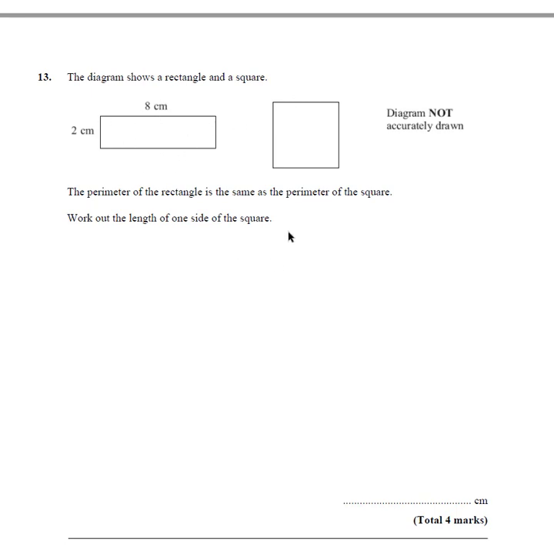And what do you also know about the sides of a square, apart from the fact that there's 4 of them? Exactly. So if you have the perimeter of this square, you should be able to work out what one length of it is. Remember, we're talking about perimeter and we're not talking about area.